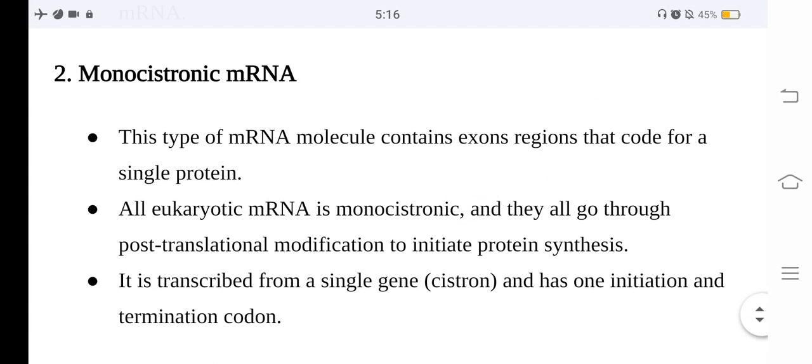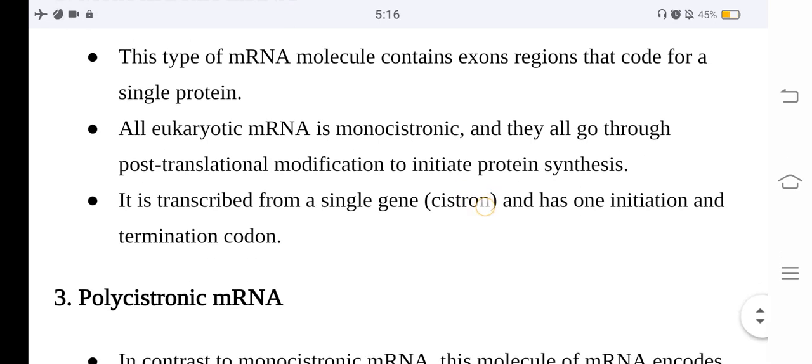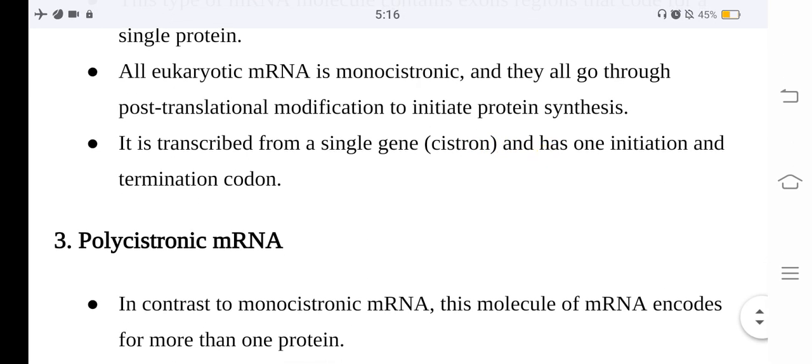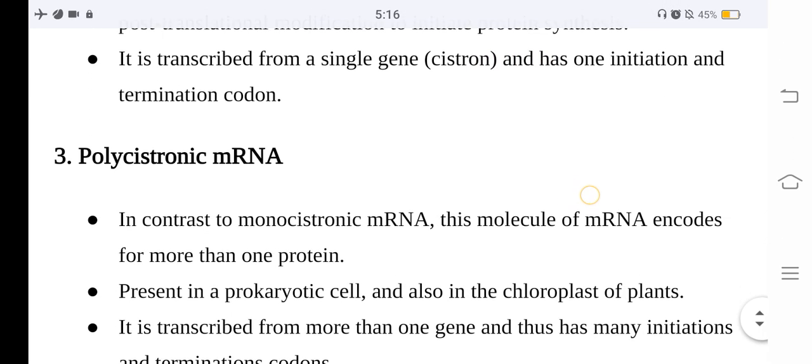Next is monocistronic mRNA. This type of mRNA molecule contains exon regions, exons being the coding portions that code for a single protein. All eukaryotic mRNA is monocistronic and they all go through post-translational modifications to initiate protein synthesis. It is transcribed from a single gene or cistron and has one initiation and termination codon.